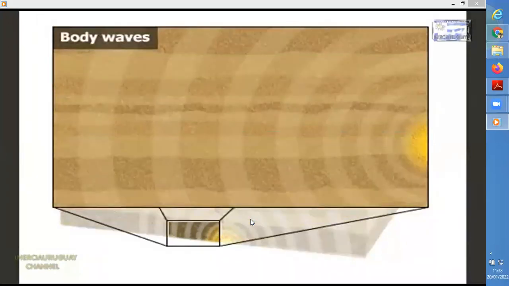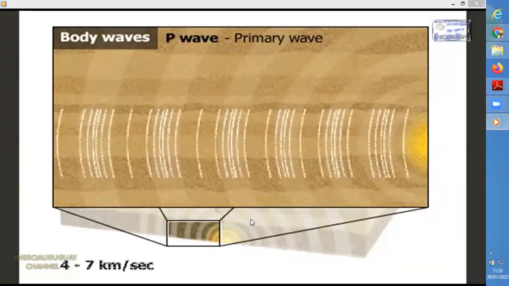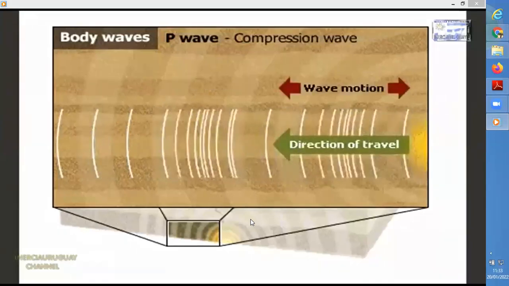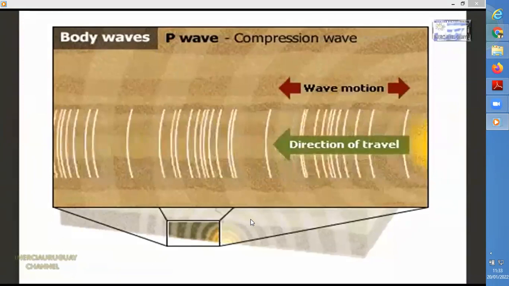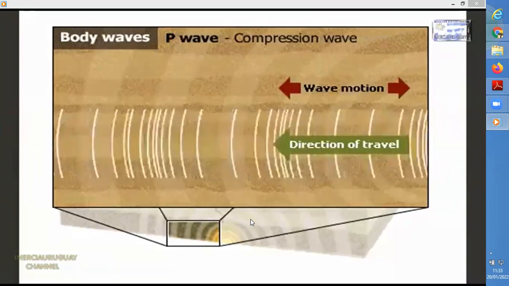There are two types of body waves. The fastest wave is called a P wave, or primary wave. It moves between 4 to 7 kilometers per second, depending on the density of the rock it's moving through. A P wave is a compression-type wave. Rocky material in its direction of travel compresses, then expands as the wave passes. A P wave is similar to a wave traveling through a spring. The coils compress and expand in the direction the wave is traveling.